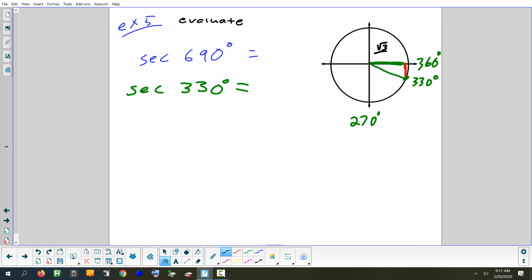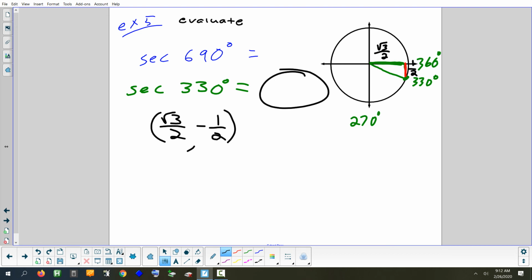So that's square root 3 over 2. And Dennis, the short side? 1/2. Right. So now let's make our coordinate and then write the answer. So coordinate here, which value is going to be negative? The y. So you're going to go right, square root 3 over 2. Then you're going to go down 1/2.